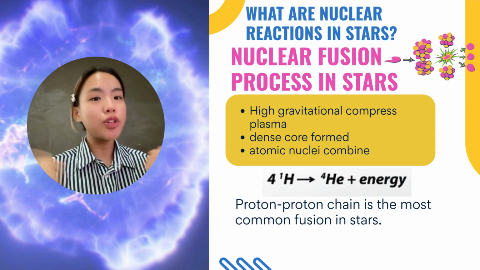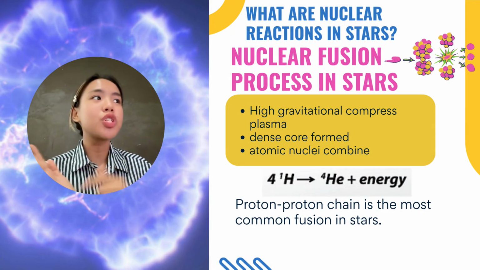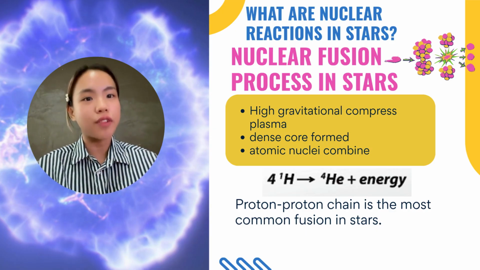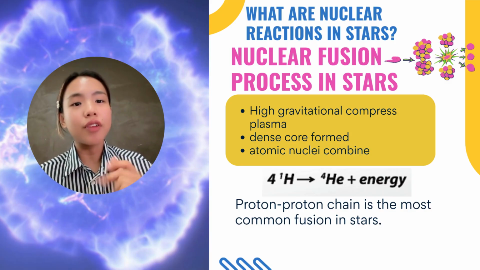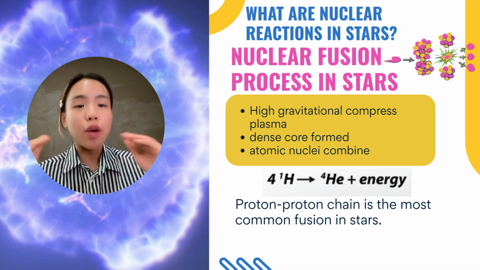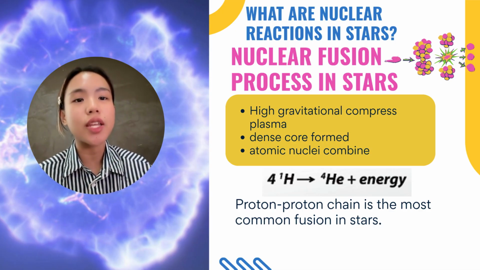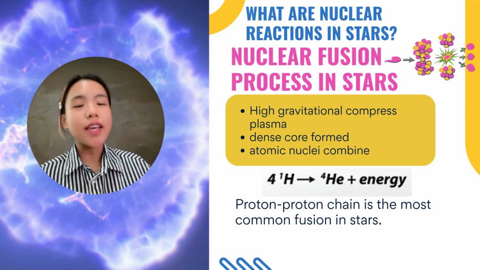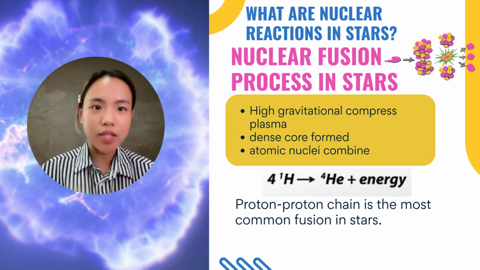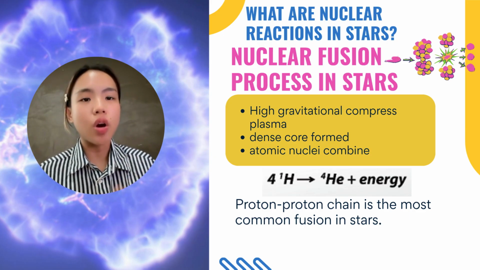Hello everyone, I am Natasha, and did you know the nuclear fusion process in stars happens when plasma is compressed by high gravitational force? This leads to the forming of a very dense core, and then atomic nuclei are forced together, and within this condition, nuclear fusion is able to occur, where hydrogen is converted to helium and a massive amount of energy is produced. The proton-proton chain is the most common fusion in stars.